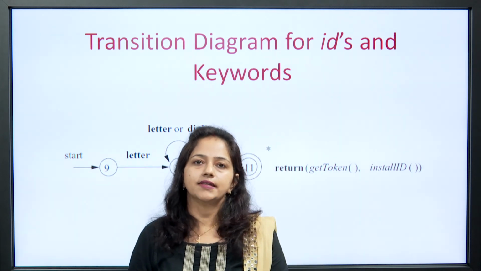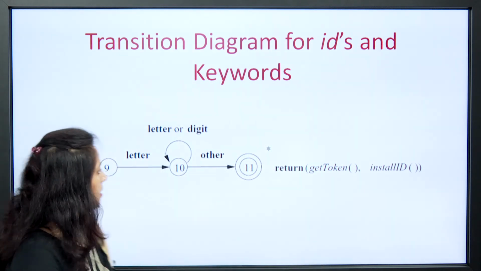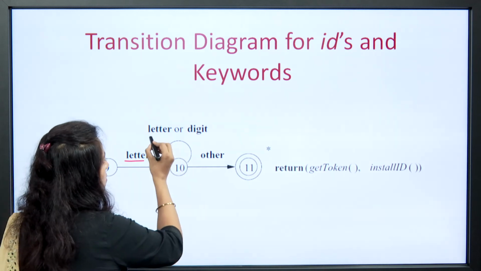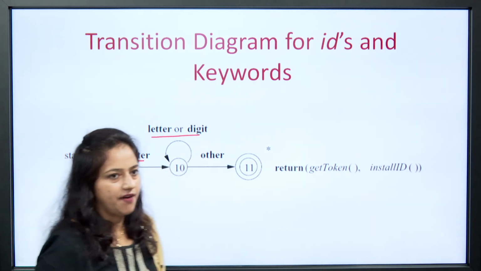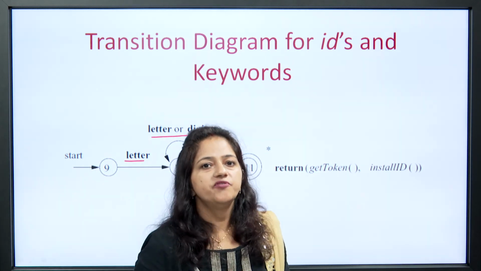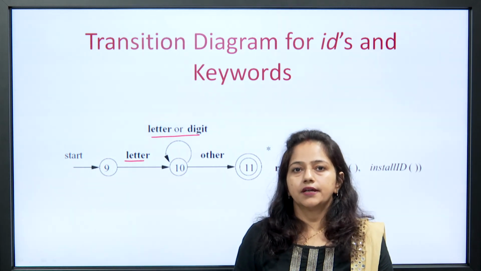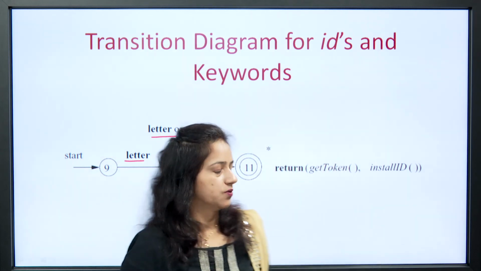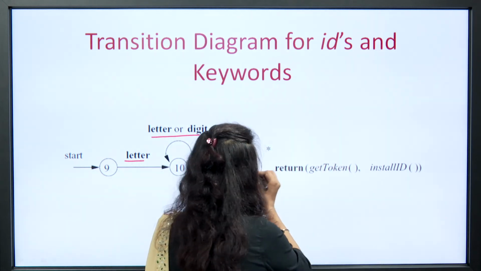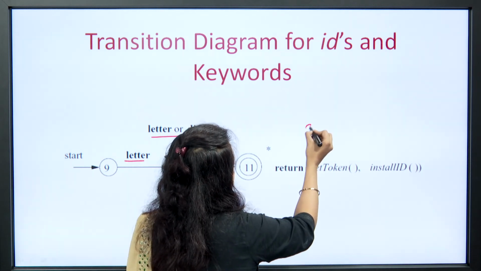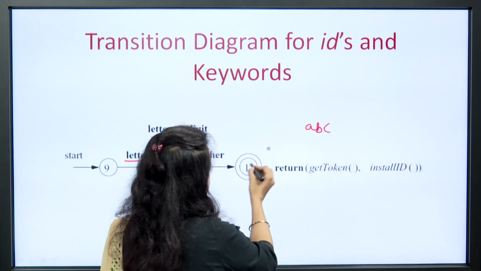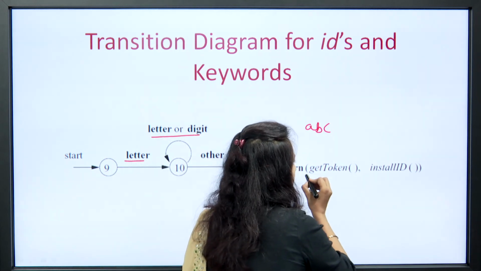Next is the transition diagram for an identifier. Suppose here we have a letter followed by letters or digits. This is the definition of an identifier, and using that form we can also recognize a keyword. Here we have a function; suppose we are reaching this state, A, B, C. If we reach this state, then it will return this.